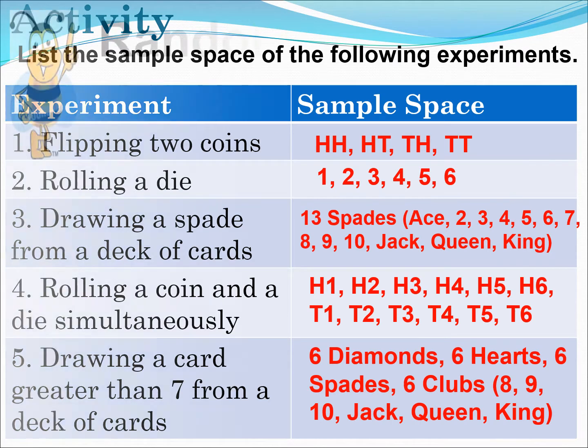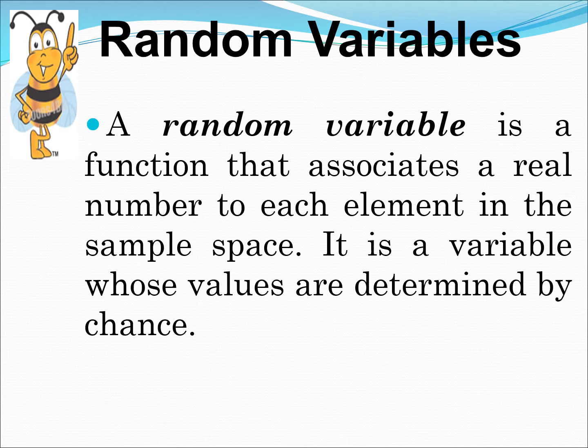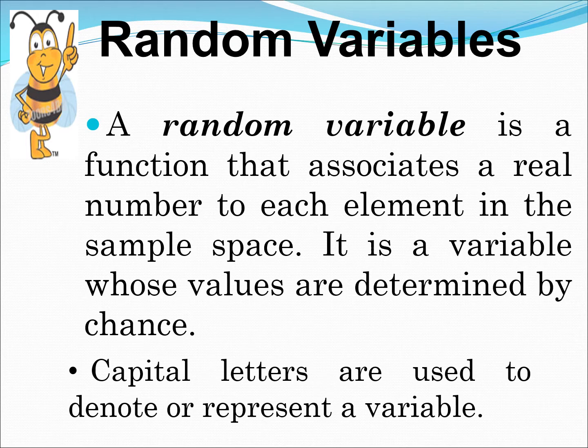So next, let's have the random variable. A random variable is a function that associates a real number to each element in the sample space. It is a variable whose values are determined by chance. Capital letters are used to denote or represent a variable. So when we say random variable, we're going to count how many occurrences of a certain variable occur from one experiment.